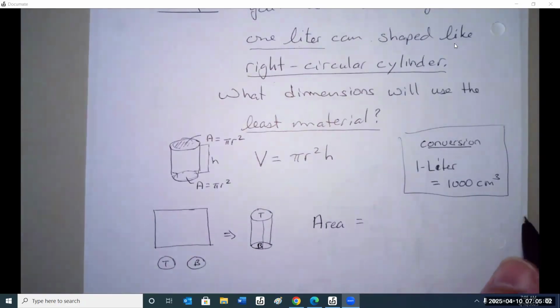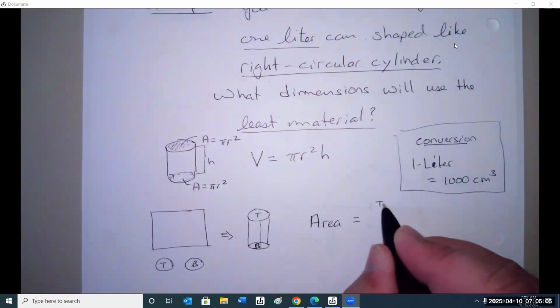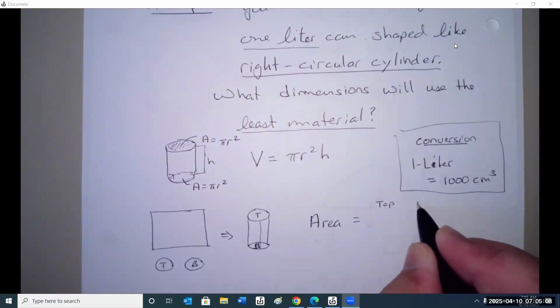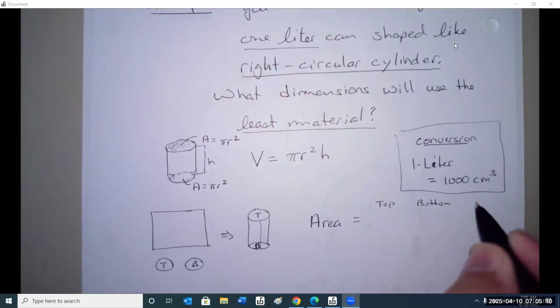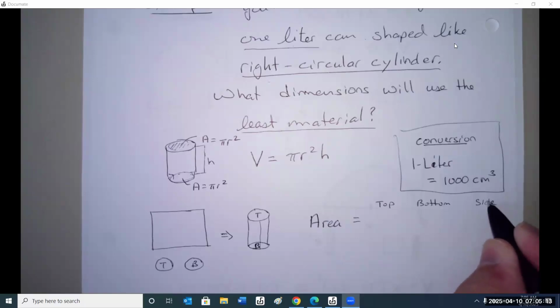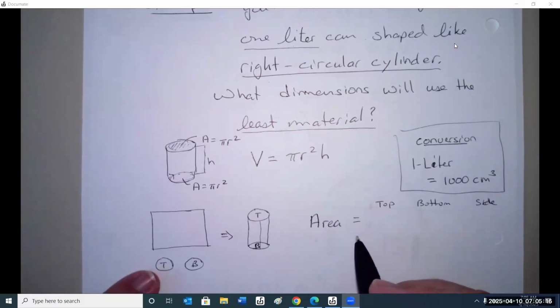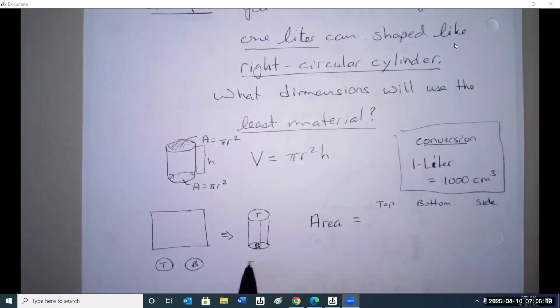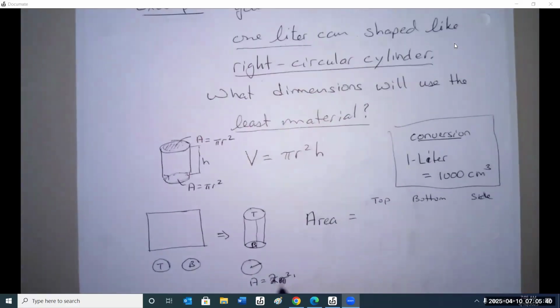So what are these areas? Well, we have the top, the bottom, and the side. So the area of the top, the area of a circle is 2 pi r. No, pi r squared is the area. I'm thinking of this one here. Pi r squared.